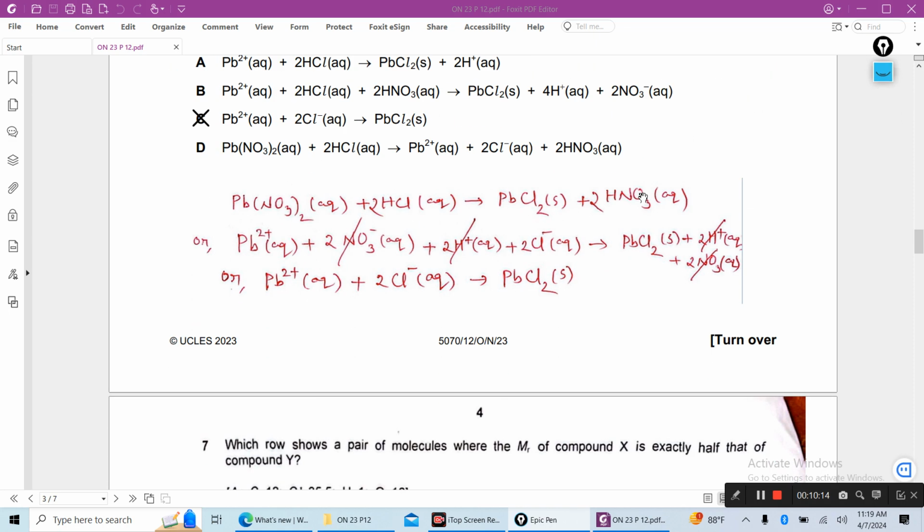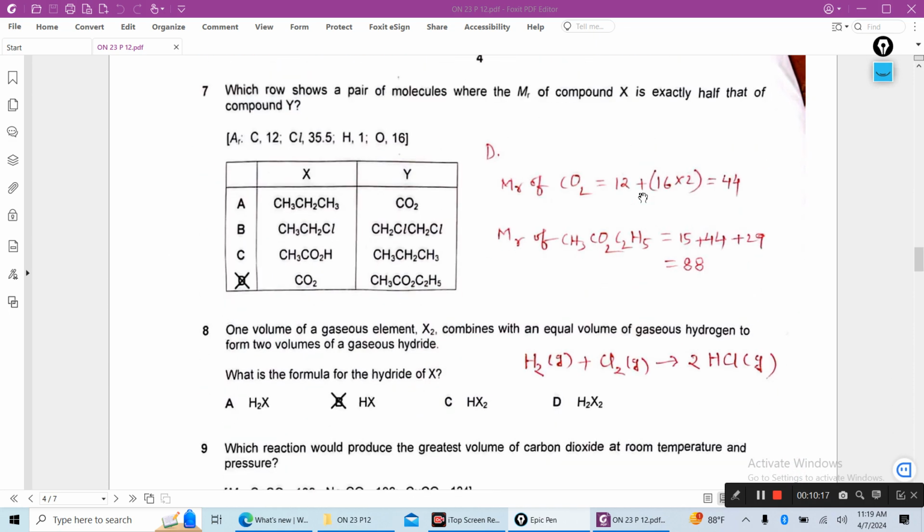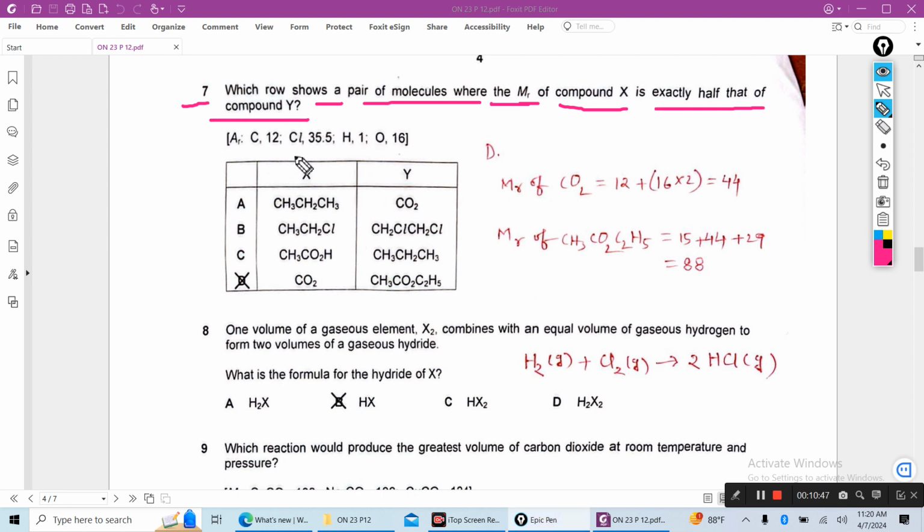Next, number 7. Which row shows a pair of molecules where the Mr, the relative molecular mass, of compound X is exactly half of that of compound Y? That means which pair has X with the molar mass half of Y.